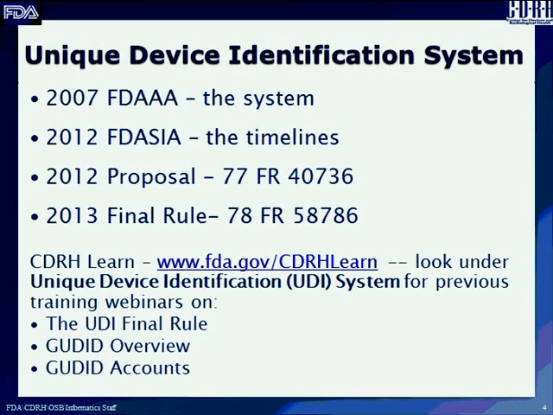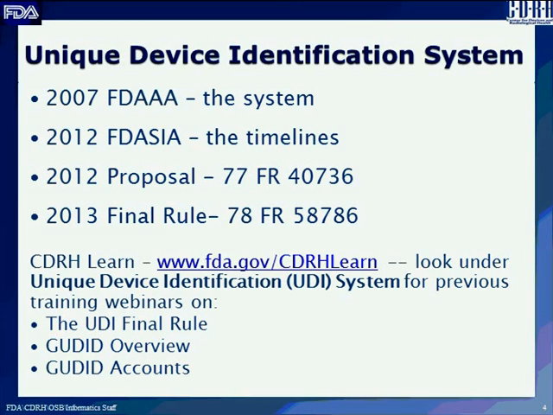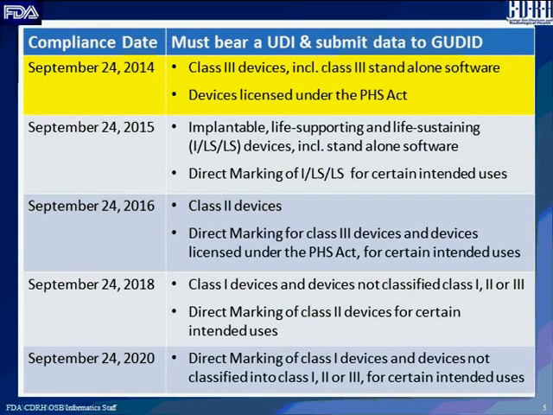The next slide, I show you just the compliance dates for all the devices that must bear a UDI on the label and have data submitted to GUDID. They're all on September 24th, and on the left-hand side, you will see the dates coming in over the next few years. The date we're all working towards at the moment, of course, is the one highlighted, September 24th of 2014, when all Class 3 devices and devices licensed under the Public Health Service Act need to have a UDI and must have the data submitted to GUDID.